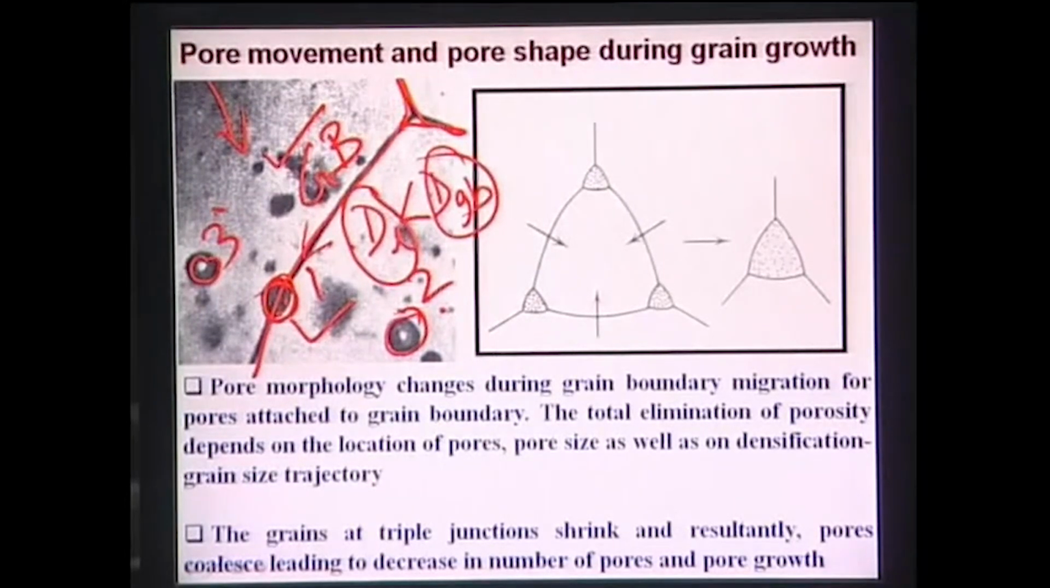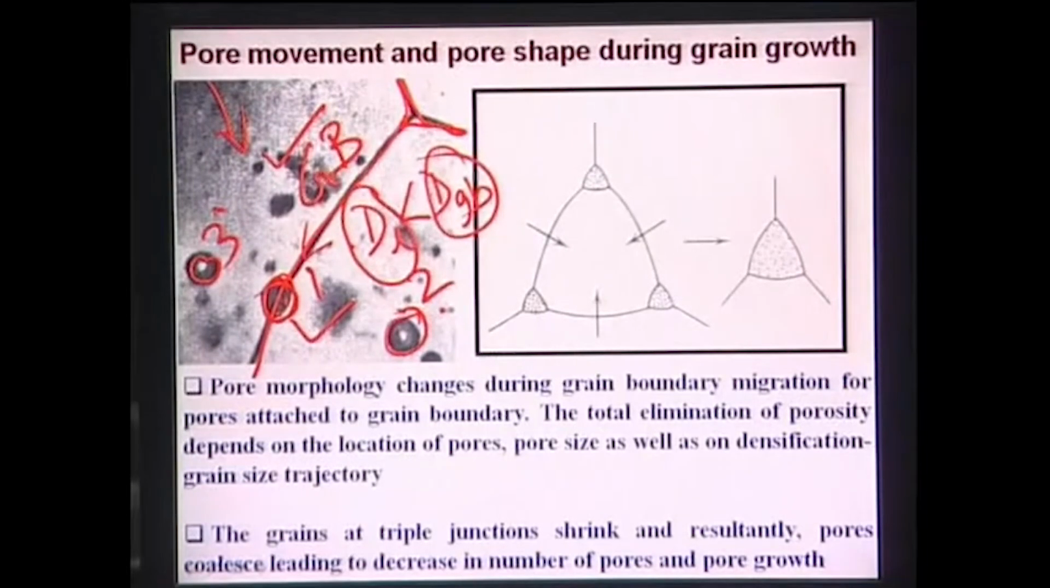So from the simple considerations of the diffusional mass transport aspect, you can immediately understand why the pores which are attached to the grain boundaries will be removed faster compared to the pores which are away from the grain boundaries.